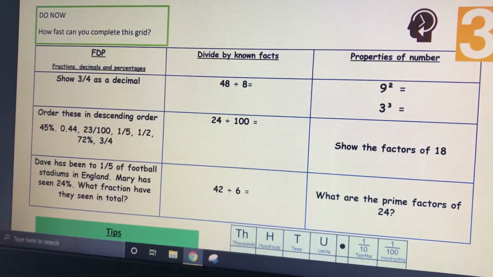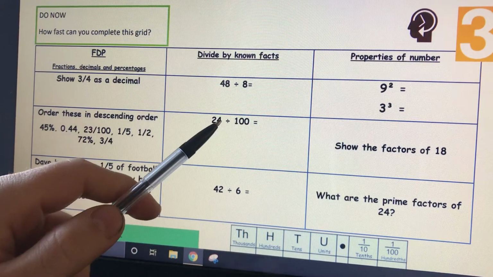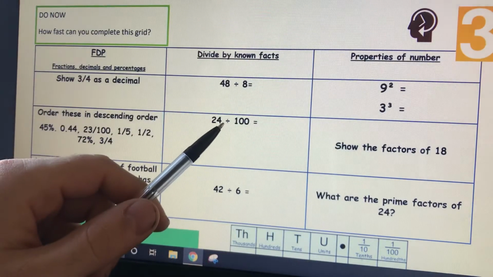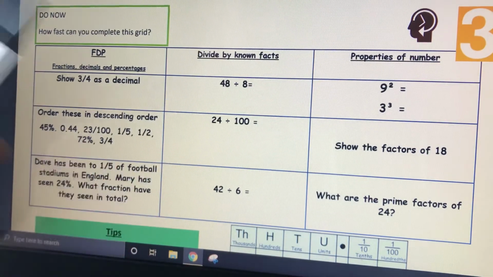Divide by known facts. We've got 48 divided by 8. Reverse the inverse. Something times 8 is 48. That's going to be 6. 24 divided by 100. Don't forget, you've got your little decimal. Every whole number has a decimal at the end and then infinite zeros. So divide by 100. 1, 2. So it should be 0.24. And then 42 divided by 6. Read it backwards. 7 times 6 is 42.